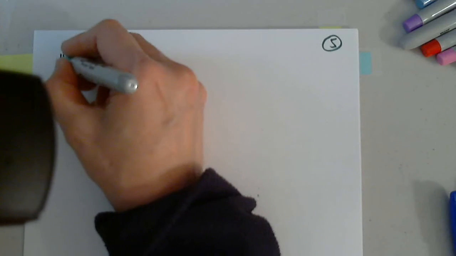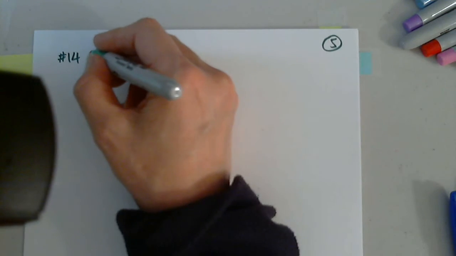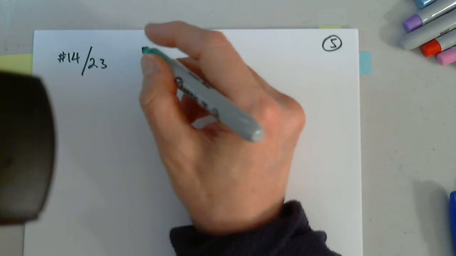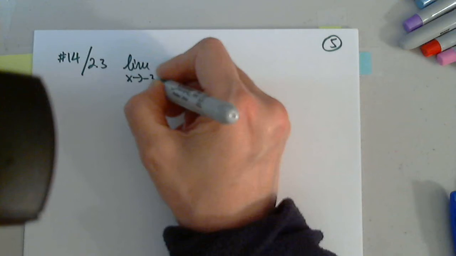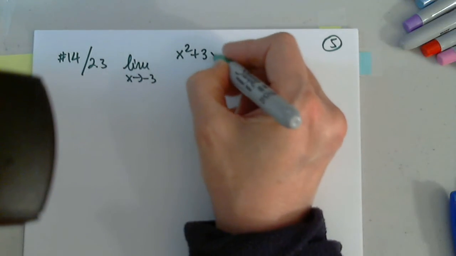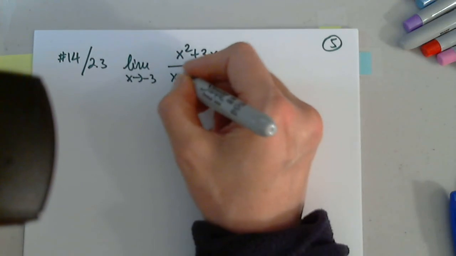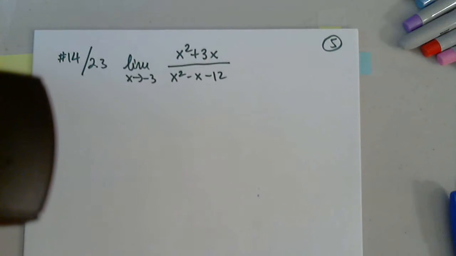Okay. I would like to start with a fraction. Okay, let's start with 14 and feel free to choose the next one if you'd like. So 14 in 2.3, and we have limit as x approaches -3, x squared plus 3x over x squared minus x minus 12.